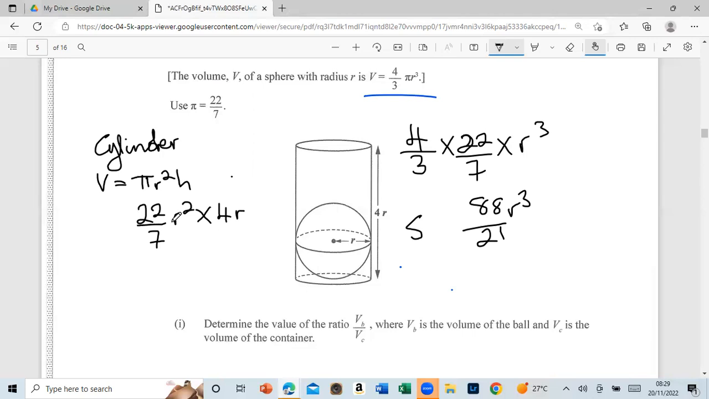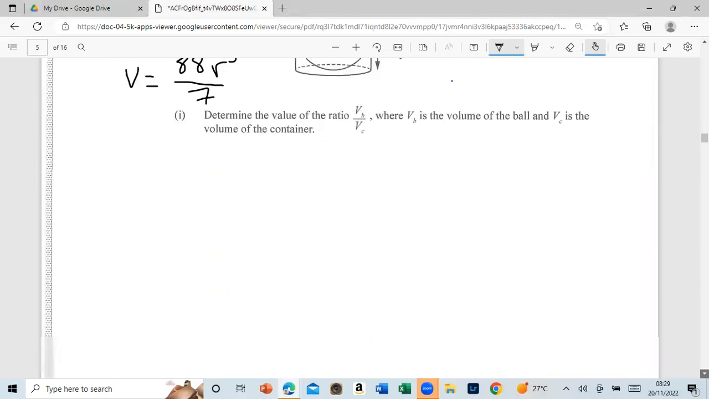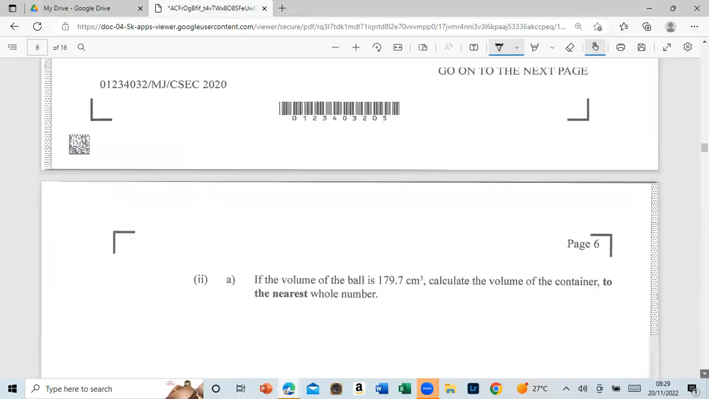Let us simplify now. 22 times 4 is also 88. r squared times r is r cubed. If you don't know how I get that, you need to check out my channel. I've done several tutorials on those. So this will be the volume for the cylinder. Let's see how many marks you guys obtained so far. That would be 3 marks.